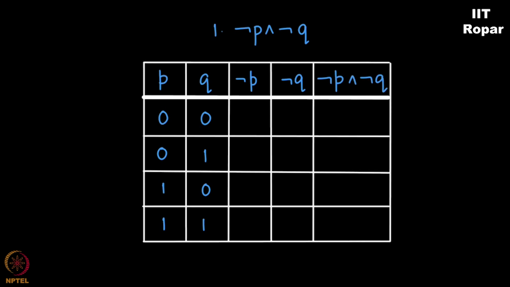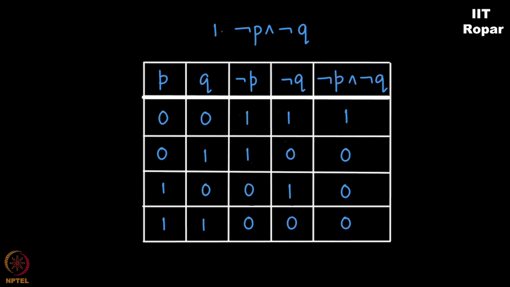So what is not P now? P is 0 means not P will be 1, 1, 0, 0. And the not Q column will be simply the negation of the Q column, which will be 1, 0, 1, 0. And now not P and not Q will be: 1 and 1 will be 1, 1 and 0 will be 0, then again 0 and then 0. So 1, 0, 0, 1 will be the entries of not P and not Q.